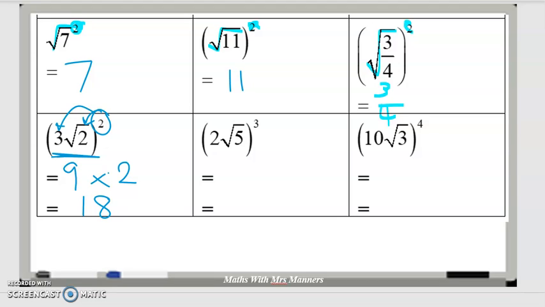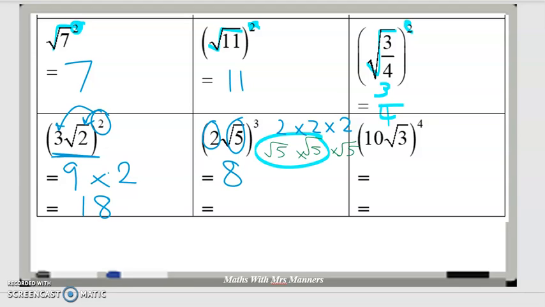If I want to cube a surd, well, I need to cube this number and I need to cube that number. So 2 cubed, that's 8. Don't forget 2 cubed is 2 times 2 times 2. And then we're going to do the same with the root 5. We're going to do root 5 times root 5 times root 5. Well, don't forget that root 5 times root 5 is 5, and then 5 times root 5 will give me 5 root 5. Then I can go and combine my 8 and 5, which gives me 40 root 5.